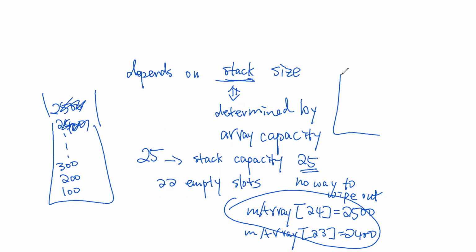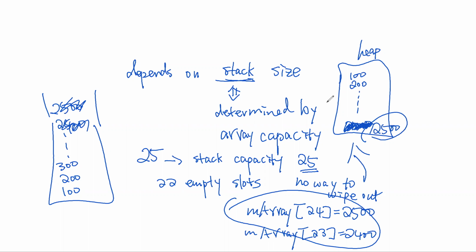To wipe them out, because that's on the heap. On the heap you have 100, 200, 225. There is no way you can wipe it out from the heap with the array implementation. Later on we will learn other data structures where you have some way to wipe it out. But over here there is no way. So that number is still going to be on the heap, stuck with the array.